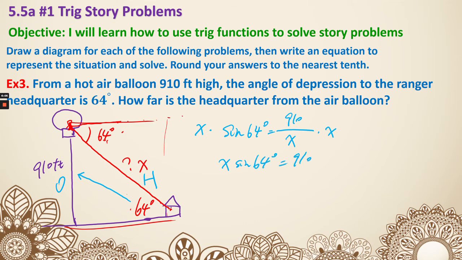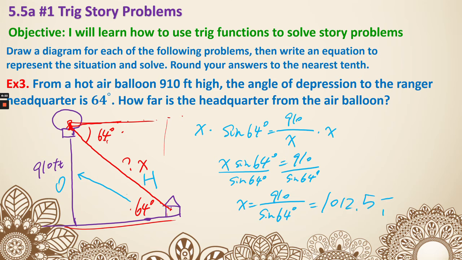Afterwards, I'm going to divide both sides by sine 64 degrees. So my x is going to be 910 divided by sine 64 degrees, which is 12.5. Don't forget a unit, feet. And again, what I was saying is you could also move the 910 over to right here. This is still going to be 910, and then you solve it the same way. That works as well. That's example 3.